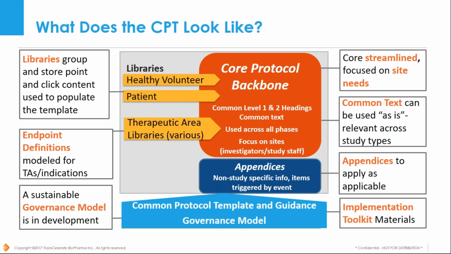The third component is that of the appendices. The appendices is where you would store more of your non-study specific information or company-specific content. This is where you would find such things as abbreviations or common text that would not change across templates. To help sustain this common protocol template, we have and are putting together a governance model to help drive it going into the next century. We are also working on making sure that we have a suite of materials available for everyone to help with implementation within your organization.